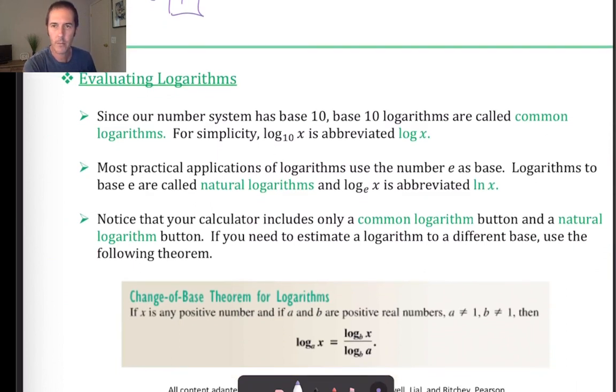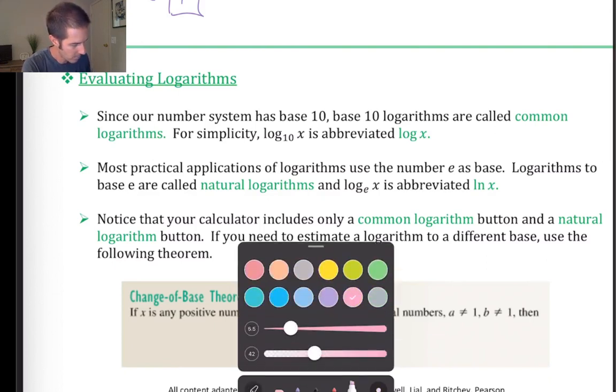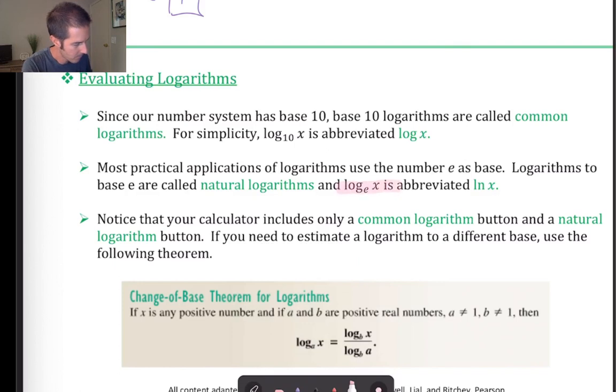Logarithms with base 10 and logarithms with base e are called natural logs. Those are equivalent. The natural log and log base e are absolutely equivalent. Using the ln for natural log is just shorthand for log base e. Your calculator only includes the log button, which is a presumed base of 10, and the natural log button, which is a presumed or assumed base of e.